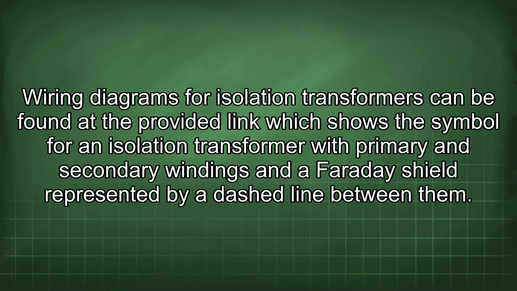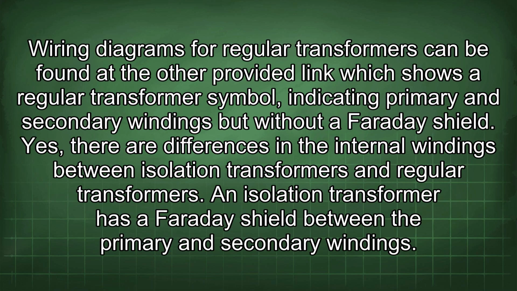Wiring diagrams for isolation transformers can be found at the provided link, which shows the symbol for an isolation transformer with primary and secondary windings and a Faraday shield represented by a dashed line between them. Wiring diagrams for regular transformers can be found at the other provided link, which shows a regular transformer symbol indicating primary and secondary windings but without a Faraday shield.